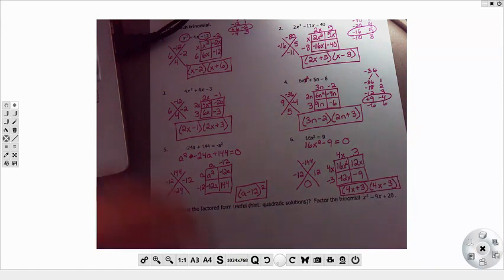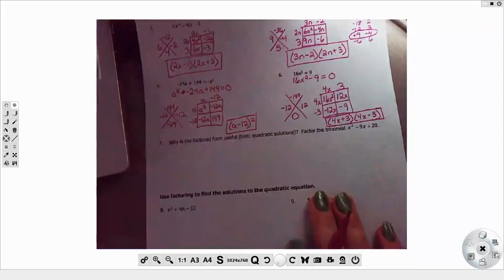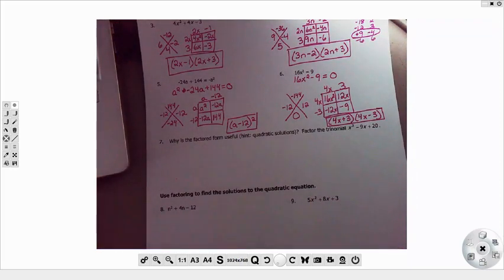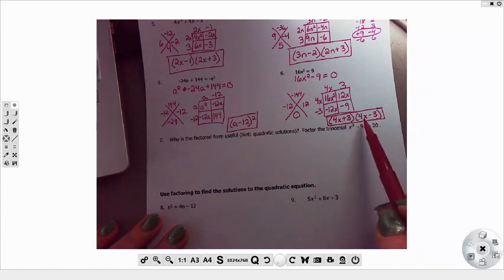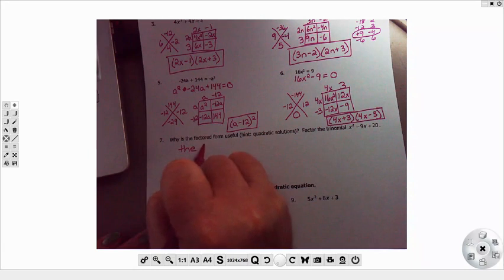All right, so let's answer some questions. Why is the factor form useful? Hint, quadratic solutions. Well, quadratic solutions were what quadratic equations give when graphed. That was your x-intercepts. If I were to graph these solutions that I factored, they would help me. They're actually telling me what my x-intercepts would be in these factored forms.